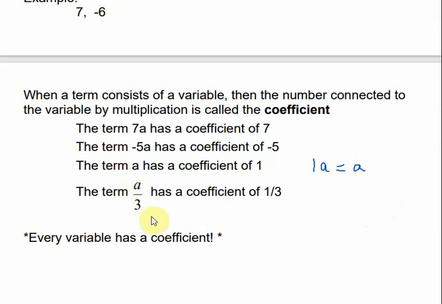The term a over 3 has a coefficient of 1/3. Let me explain that. We just said that if we don't see a number in front of the variable, then it's understood to have a 1 in front. So this would be the same thing as 1a over 3. So we could pull the number in front of the variable. If we pull this in front, then that's 1/3 a. So the coefficient is 1/3. Every variable has a coefficient. If we don't see one, it's understood to be 1.